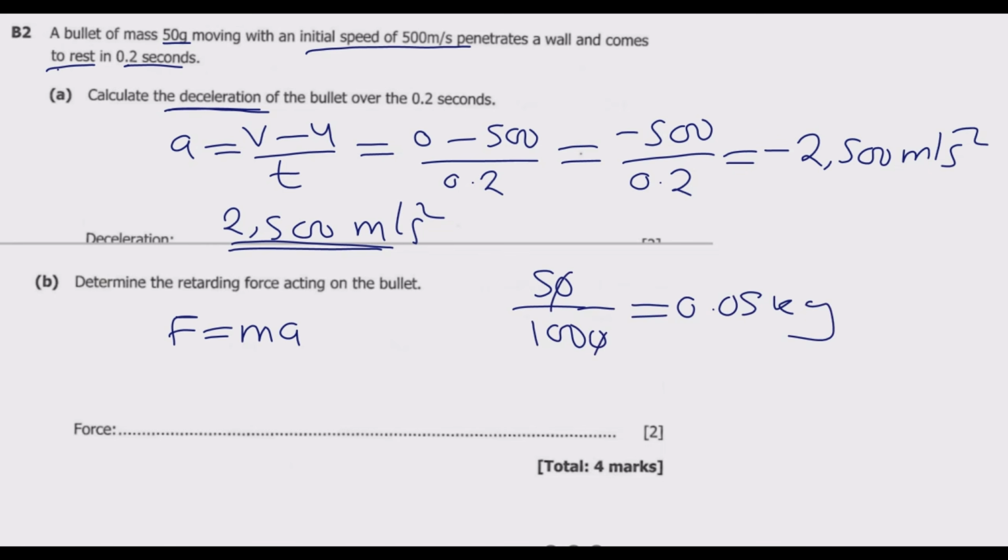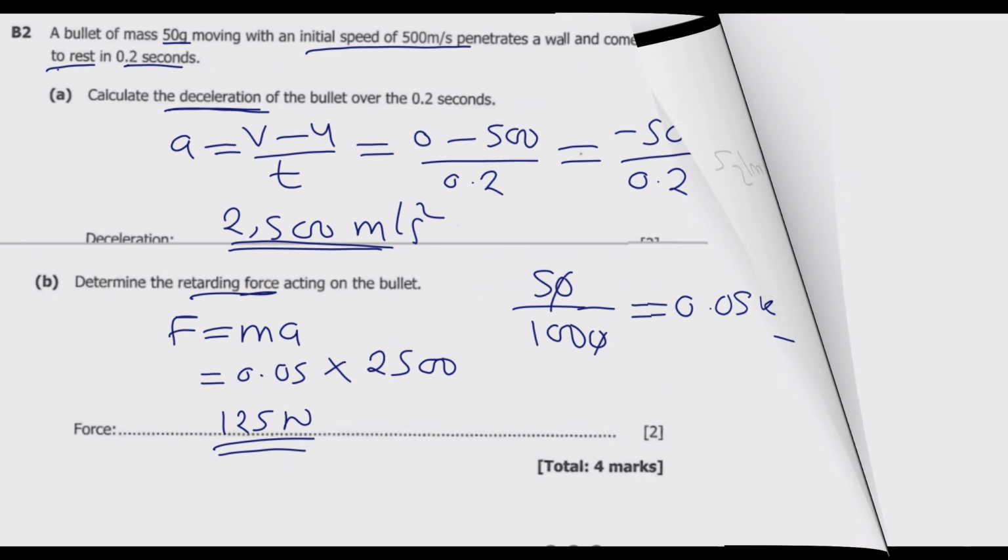Then substituting, we have 0.05 kg multiplied by the acceleration, which is 2500. Then we end up with 125 newtons as the force acting in the opposite direction, or the retarding force. So this is how you answer this question to get the 4 marks.